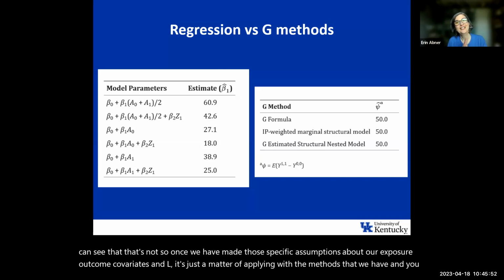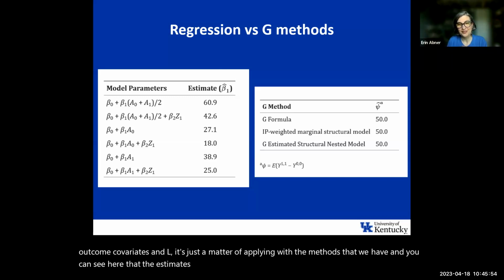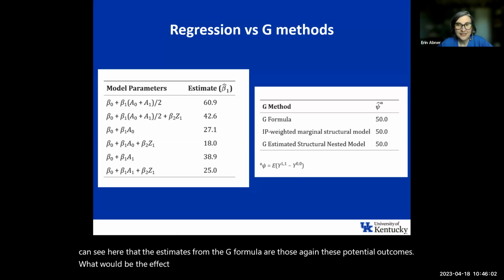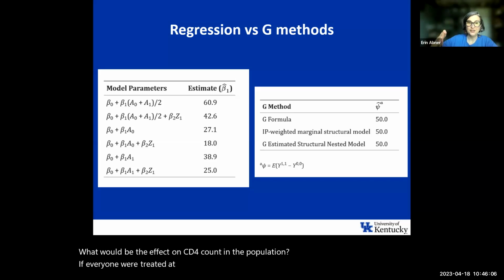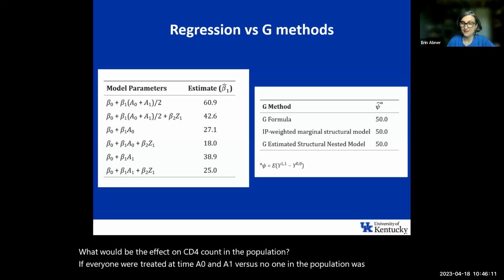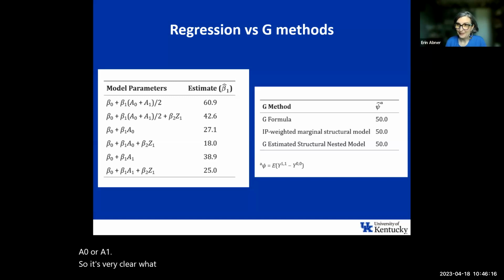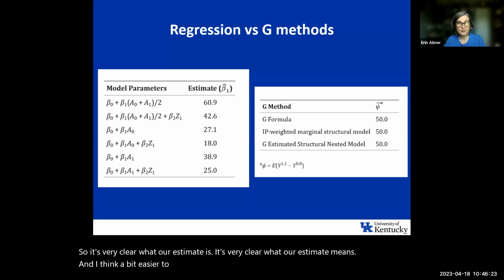And you can see here that the estimates from the G formula are, again, these potential outcomes. What would be the effect on CD4 count in the population if everyone were treated at time A0 and A1 versus no one in the population was treated at time A0 or A1? So it's very clear what our estimand is. It's very clear what our estimate means. And I think a bit easier to interpret in many ways than what we get from standard regression models.